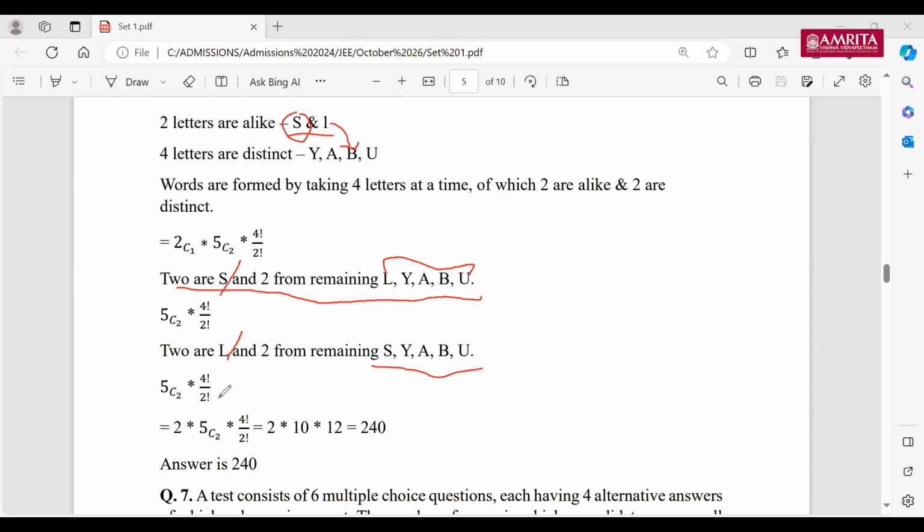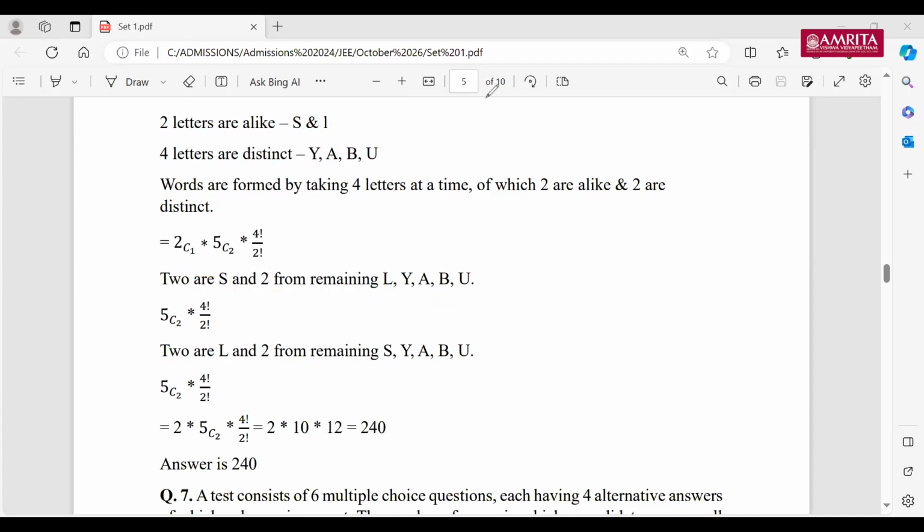Now how will the total be? It's 2 times this, right? So 2 into 5C2 into 4 factorial by 2 factorial, which is 2 into 10 into 12, which is 240. Or you could just do it this way. I take any one of the combinations from here, so it's 2C1, and whichever is left is here with this, and it's 5C2. The arrangement is 4 factorial by 2 factorial. So the answer for this question is 240.